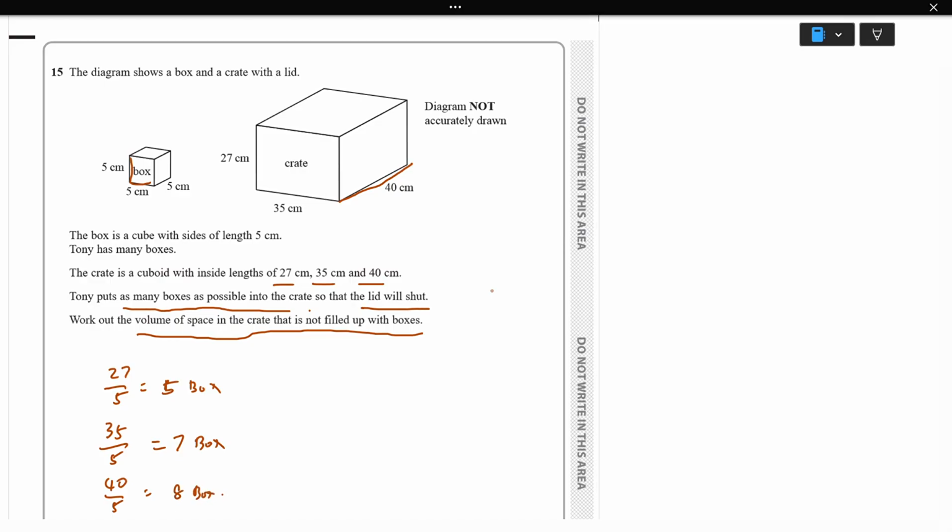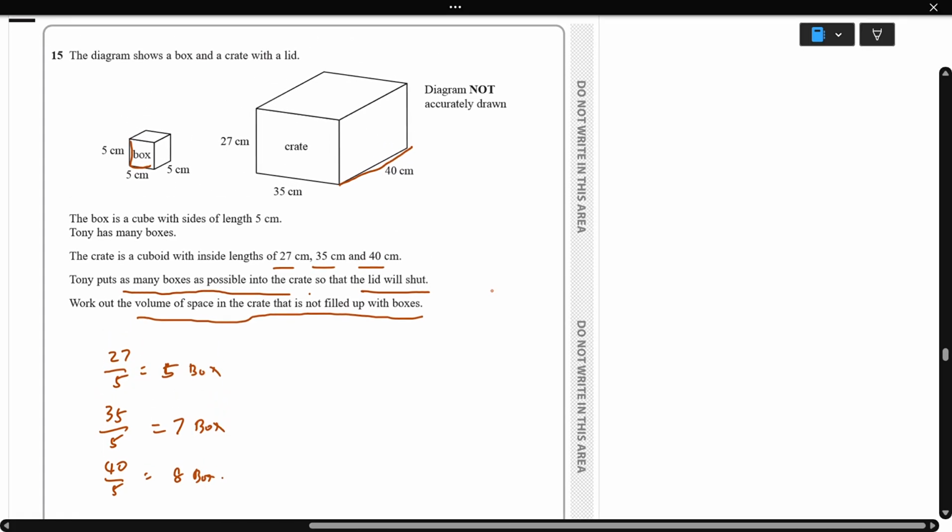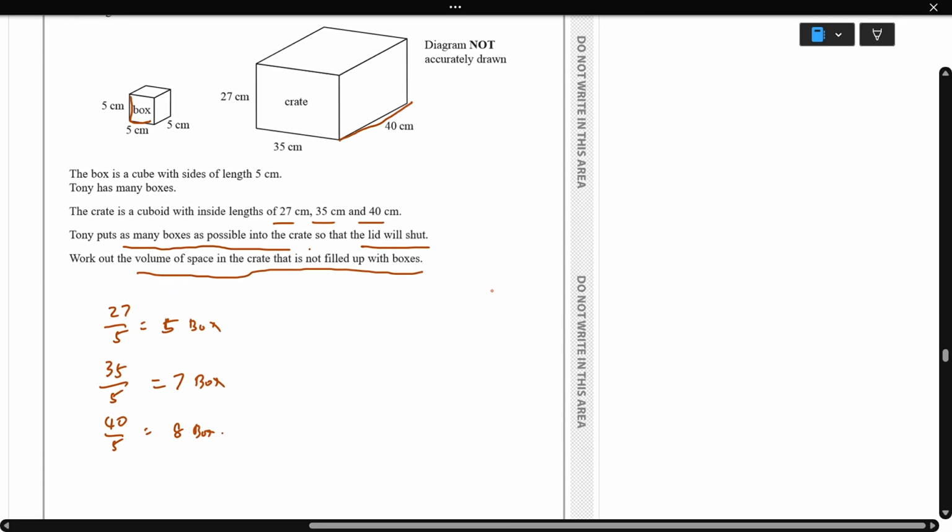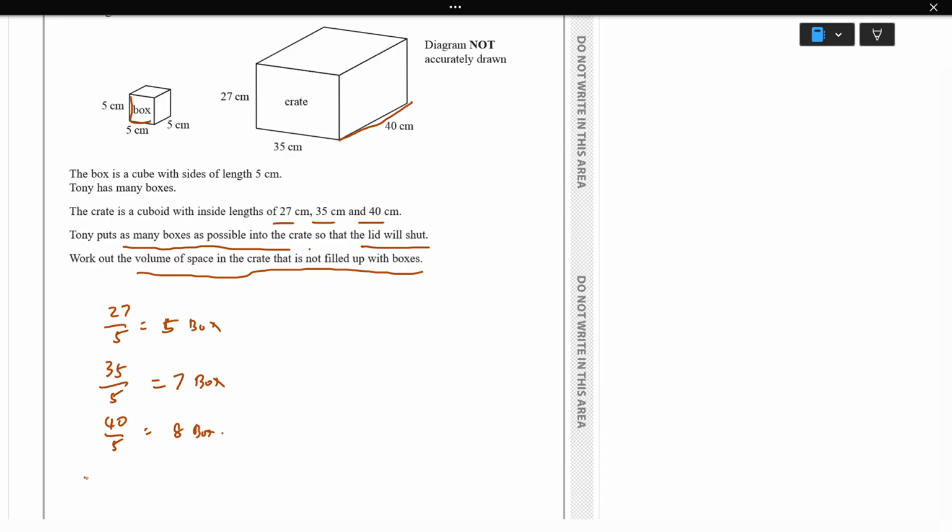Okay, now I'll find the volume of the crate. So here I'll write, the volume of empty space is the volume of the crate minus the volume of the boxes.